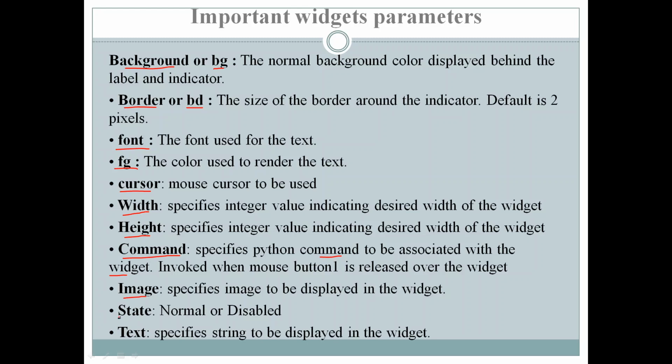State of a widget can be set by using the state parameter. It can be normal or disabled. When it is disabled, it is not clickable. When it is normal, it will be clickable. Then lastly, text, which is used to display text on the widget. So these are some important widget parameters. There are many other parameters which can be used, but these listed ones are some important parameters which can be used while creating widgets.